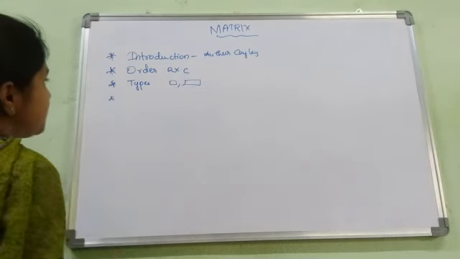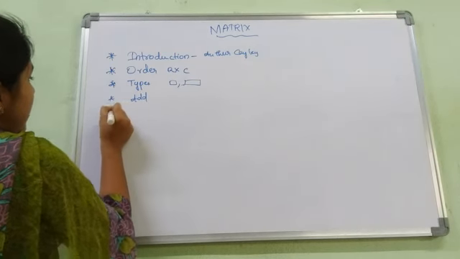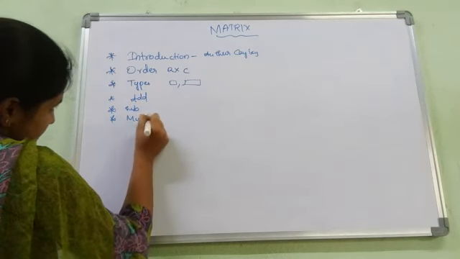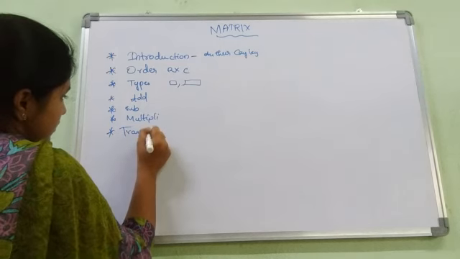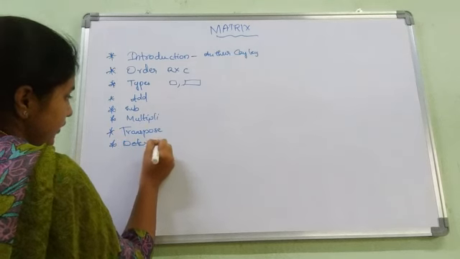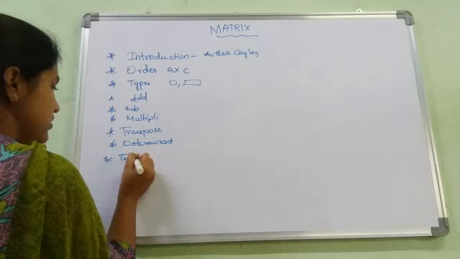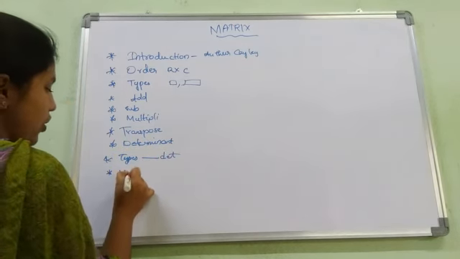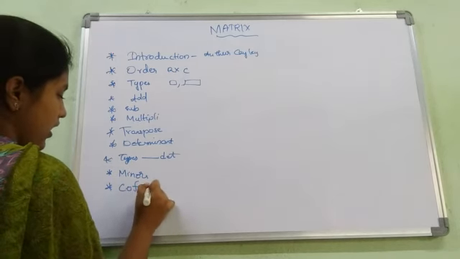And then I taught you addition, subtraction, and multiplication, right? And then I taught you transpose, and then determinant, and then types of matrices based on determinant. And next I taught you minors and then cofactors, right?